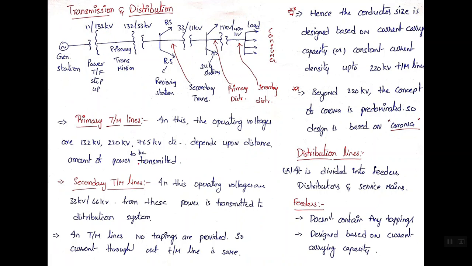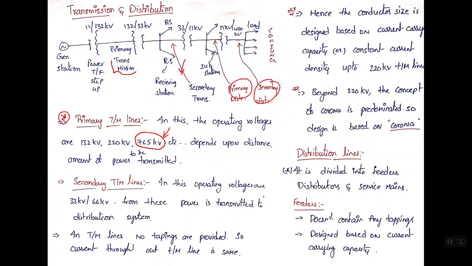What are the main primary lines in case of the transmission system? Presently the highest transmission voltage in India is 765 kilovolts. We can divide the transmission lines into two: primary transmission lines and secondary transmission lines. After that, primary distribution and secondary distribution.